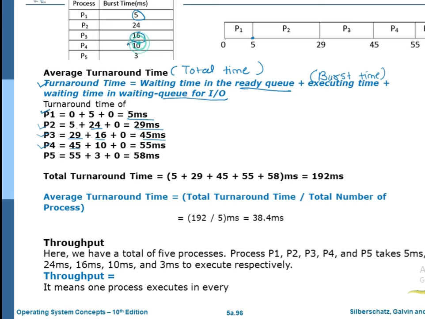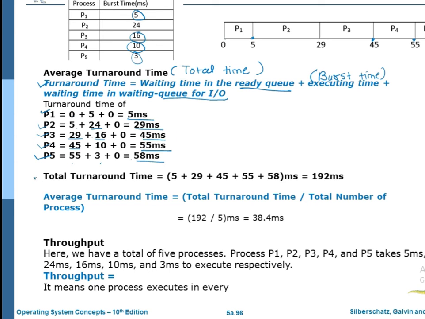Then for P4, waiting time here is 45, burst time is 10. At time 45 it started and it arrived at time 0. So 45 plus 10 plus 0, that is 55 milliseconds. Then for P5, waiting time is 55 here and its burst time is 3. So 55 plus 3 plus 0, that is 58 milliseconds. So we have calculated the turnaround time of each process.